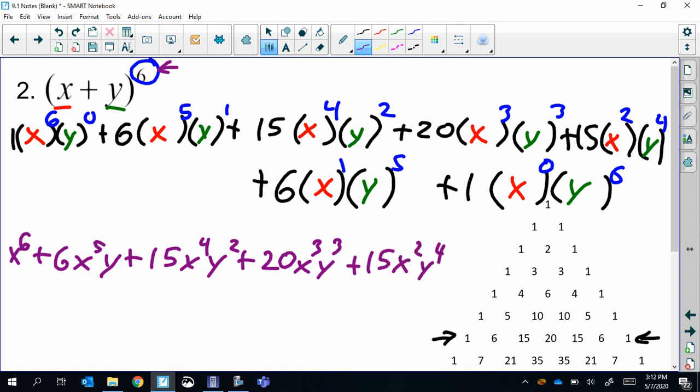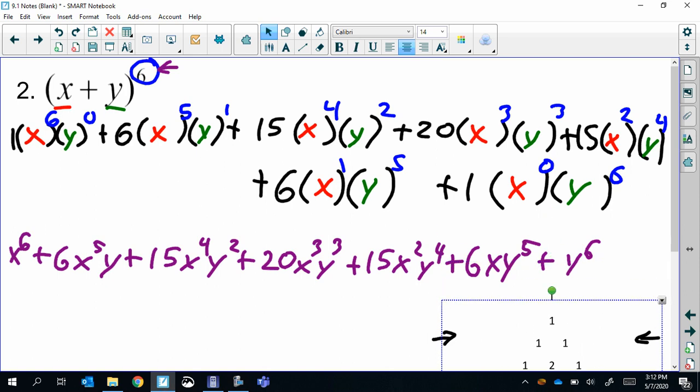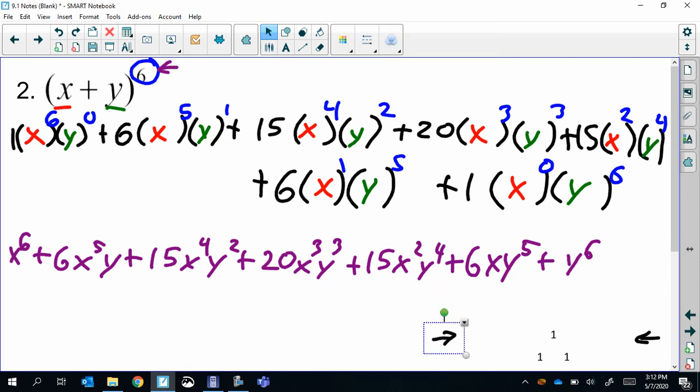Now, especially when it's no numbers involved, I was just showing you the way that I always set it up. But when there's no numbers involved, you can skip the parentheses and doing all of that stuff. Where are we at? 6x y to the 5th. And then last, it's going to be a 1. X to the 0 is 1. Y to the 6th. So let me just get our triangle out of the way, and there's our answer.